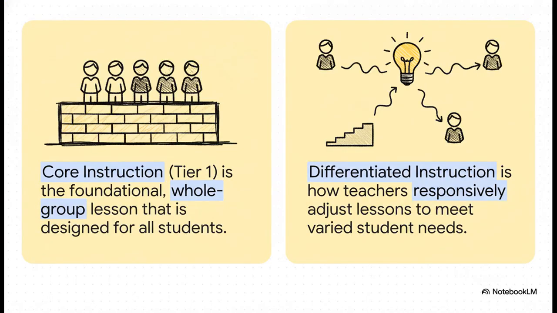First up, we need to get the difference between core instruction and differentiated instruction. Think of core instruction, that's Tier 1, as the main course that everyone gets. It's the foundational lesson for the whole group. Differentiated instruction, on the other hand, is how the teacher then responsibly adjusts that main course to meet the specific needs of each individual student.